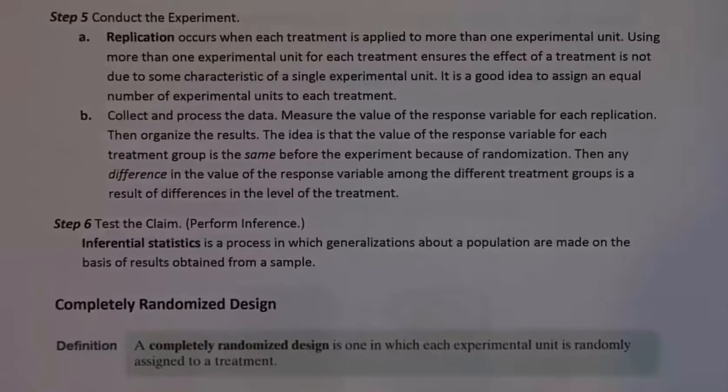It's a good idea to assign an equal number of experimental units to each group. For example, if I'm going to have 100 individuals in my study for my migraine medication, then I would probably have 25 in the placebo group, 25 in the 100 milligram group, 25 in the 200 milligram group, and 25 in the 400 milligram group. Replication can also refer to, if I start with a small group of individuals and achieve a particular result, then if I expand that to a larger group, can I replicate the findings from my smaller group? So replication can also deal with that.